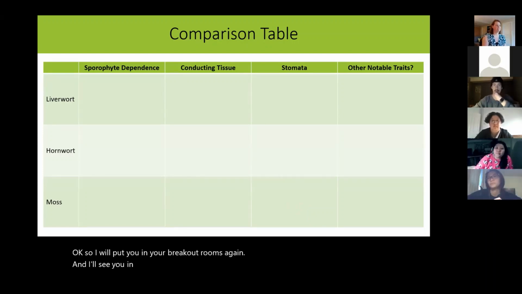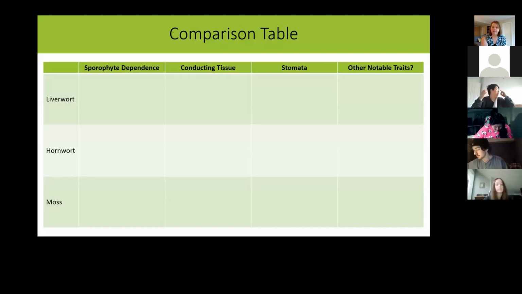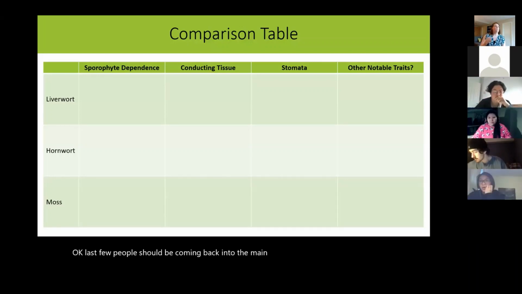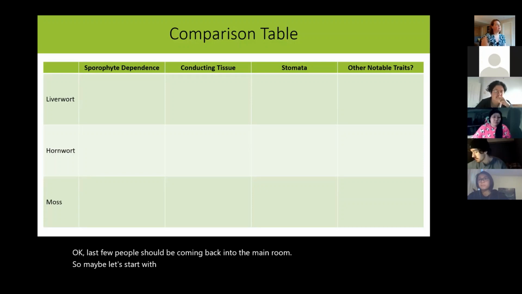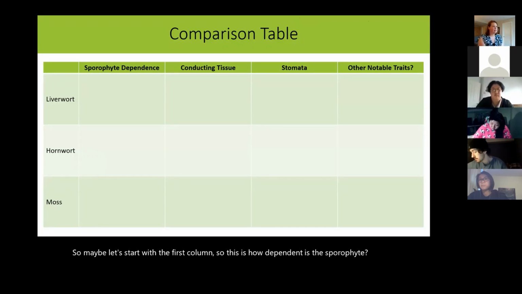Okay, the last few people should be coming back into the main room. So maybe let's start with the first column. So this is how dependent is the sporophyte? You can go ahead and put your thoughts in for each of the liverwort, the hornwort, and the moss.